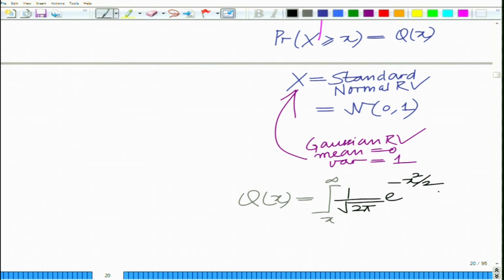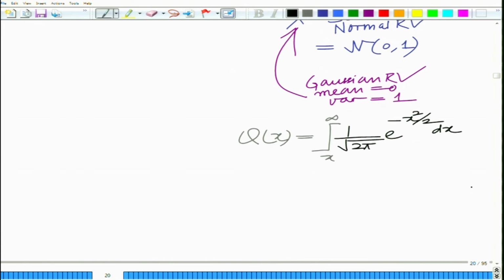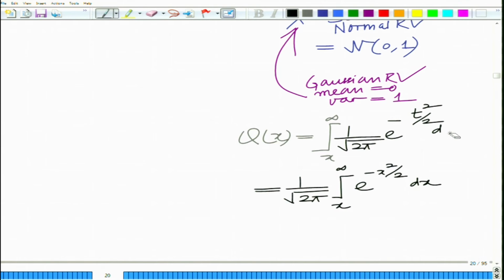Integral from x to infinity of e raised to minus x square by 2 dx, which, if you take the constant outside, you can also write as the integral from x to infinity of e raised to minus t square by 2 dt, using a different variable of integration.